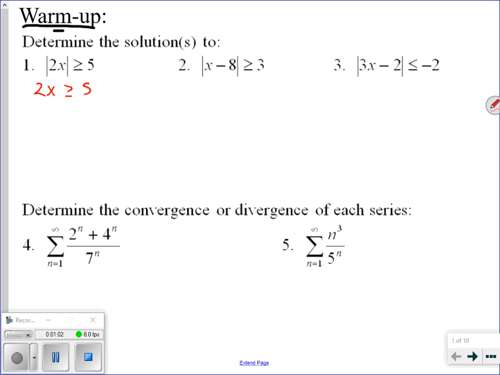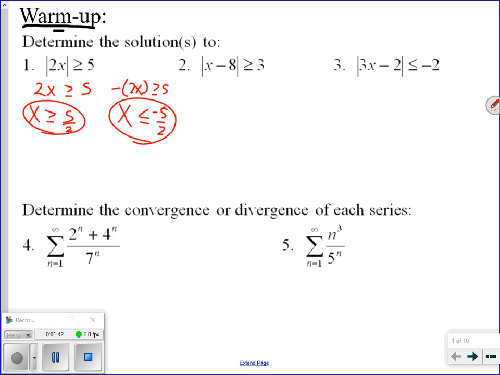2x is greater than or equal to 5 and negative 2x is greater than or equal to 5, right? The absolute value means two separate equations, the positive and the negative. So this will be x is greater than or equal to 5 for the first part. Oh, sorry, 5 halves, I divide by 2. And over here, if I divide by negative 2, do you remember what happens when you divide by negatives with inequalities? If you divide by negatives, it actually switches the sign. So you divide by negative 2, and you get negative 5 halves.